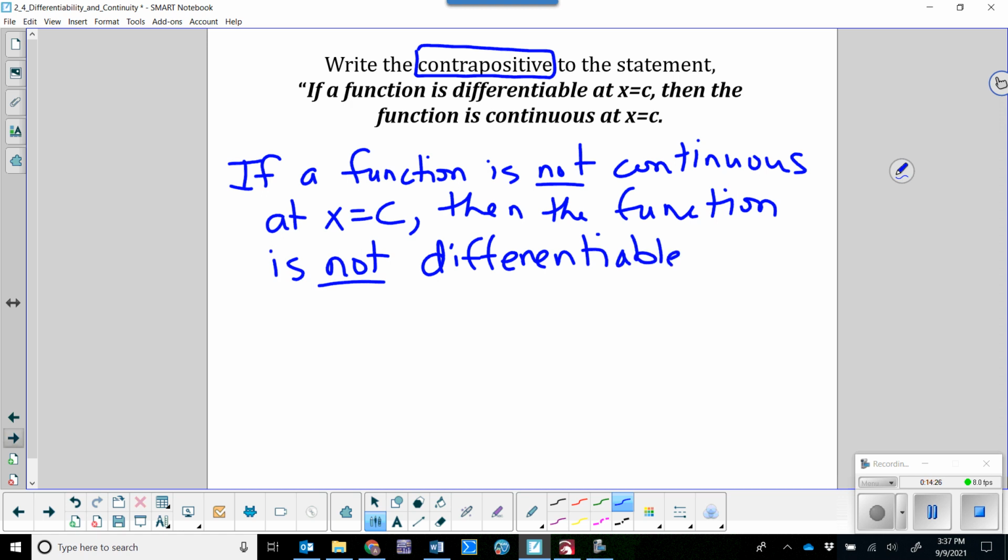Okay? So that's the contrapositive. So the contrapositive switches the if and then and negates them both. And the easiest way to negate is often just to say not. Okay? So if a function is differentiable, then it's continuous. It's the same truth as if a function is not continuous, then it's not differentiable. Okay? So be cautious with your logic. Make sure you follow that.